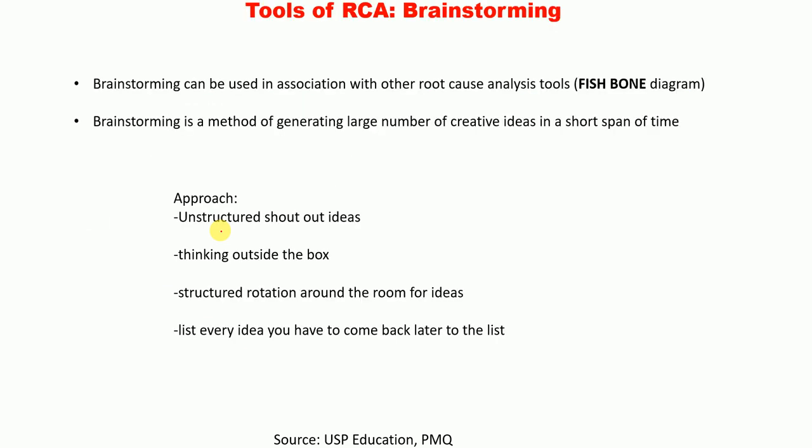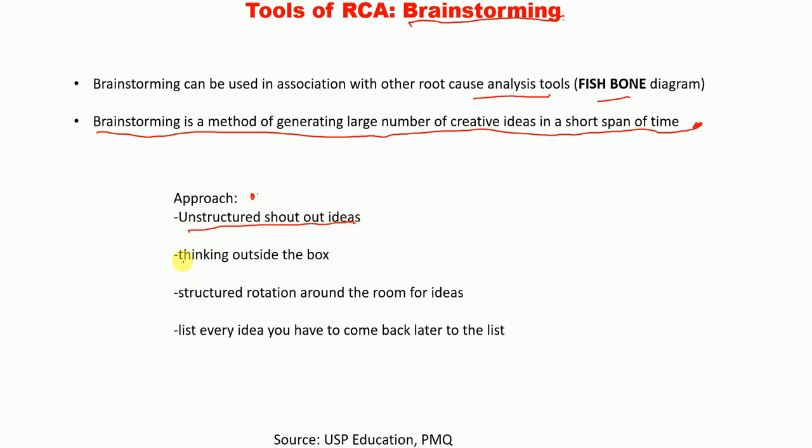So, tools of root cause analysis. Brainstorming is a very nice tool in root cause analysis. Brainstorming can be used in association with other root cause analysis tools, for example, the fishbone diagram. Brainstorming is a method of generating a large number of creative ideas in a short span of time. In the brainstorming approach, we have unstructured shouted-out ideas.